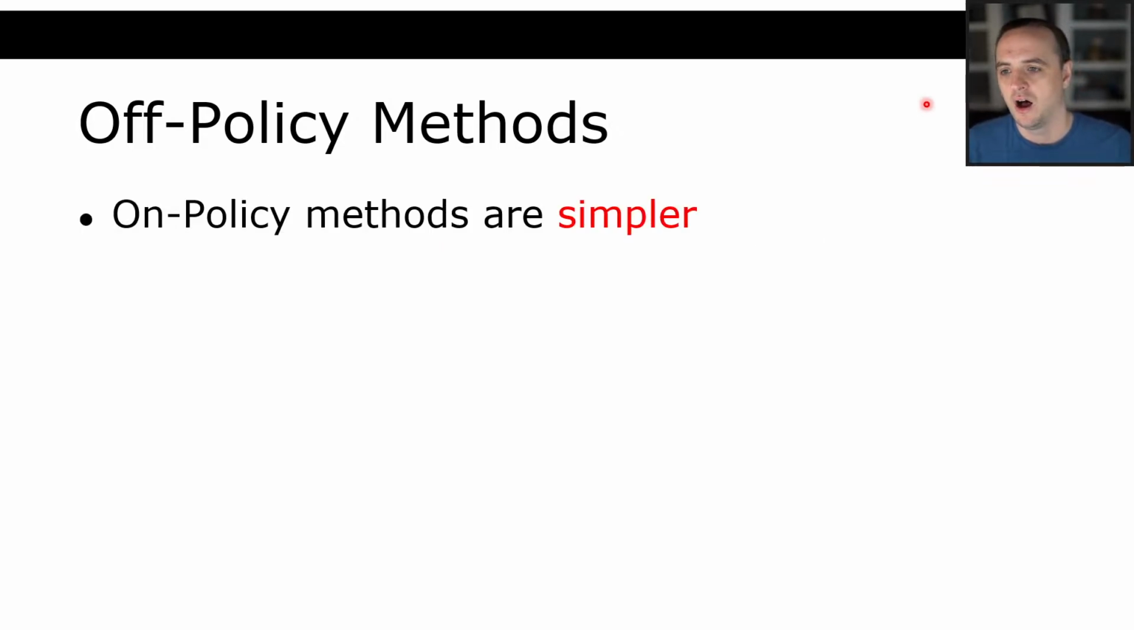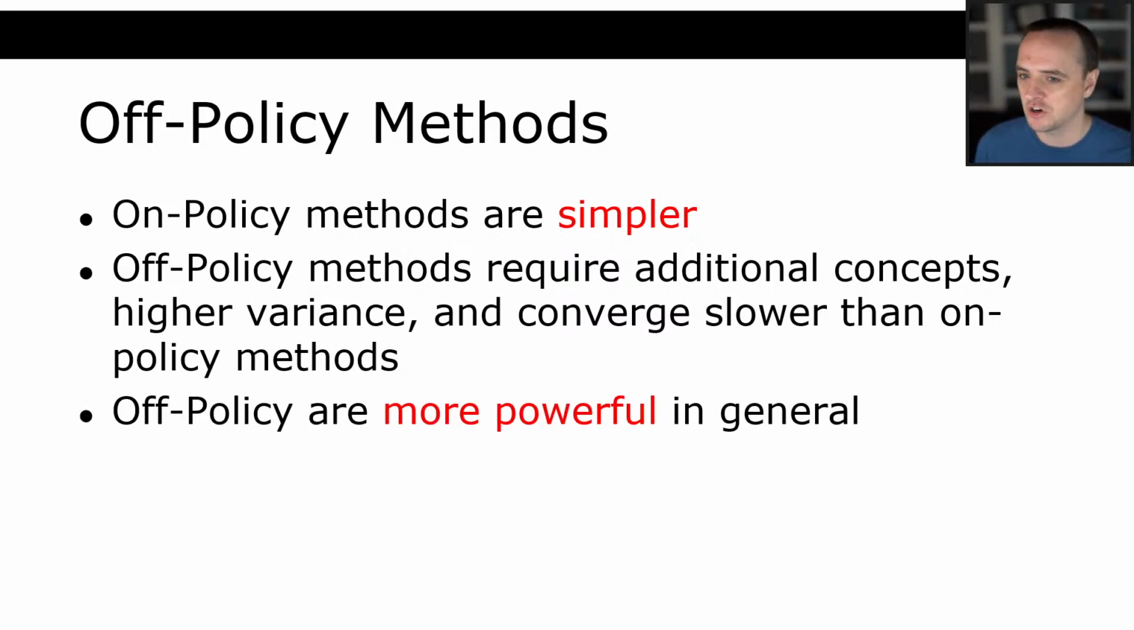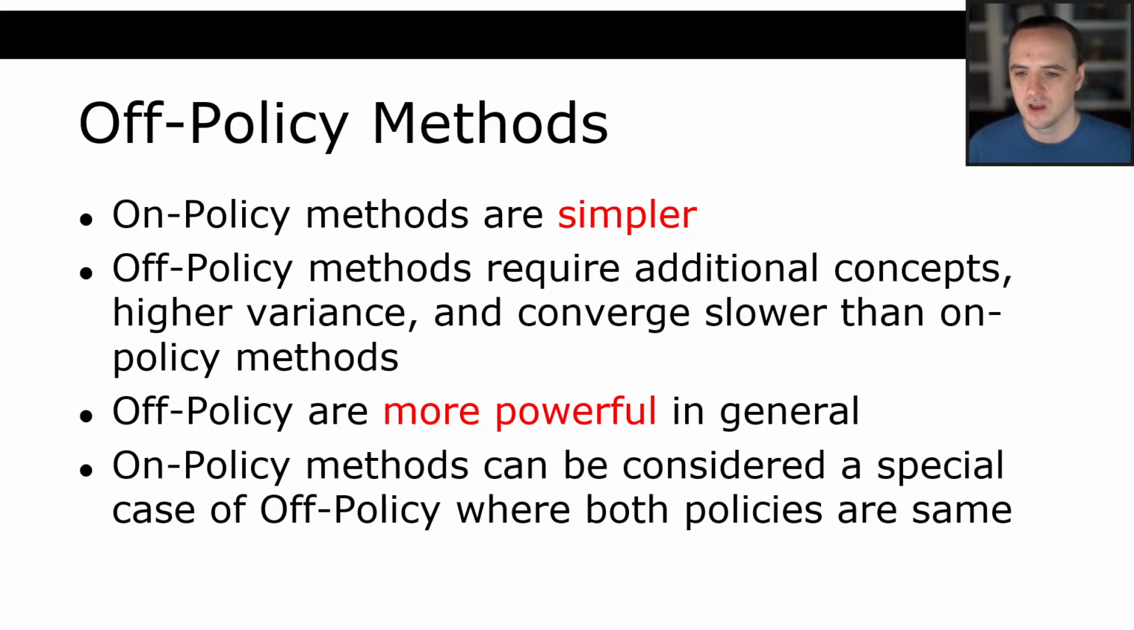On-policy methods, in general, the implementation of them is a little bit simpler, okay? Because they're on-policy, you only have one policy, you use the same policy to generate the episodes that you're updating. So they're a little bit simpler. Off-policy methods require some additional concepts. They have a little bit higher variance and they have slower convergence rates, but they're much more powerful in general. On-policy methods, we can consider those to be a special case of off-policy methods where both policies are the same. Okay, so that is on-policy and off-policy.